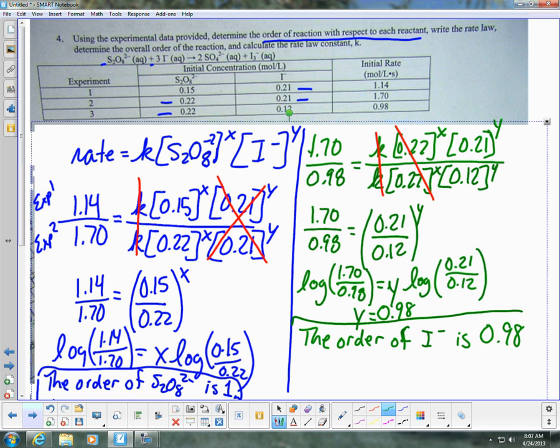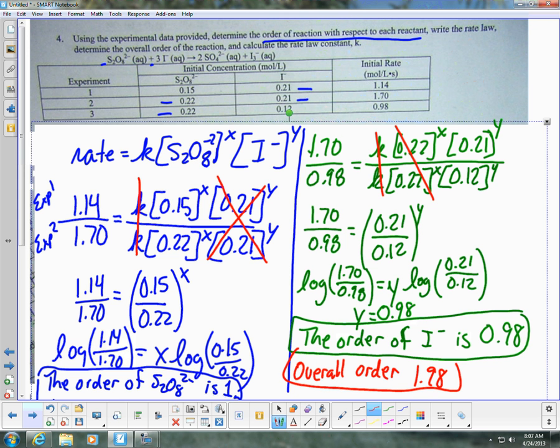So this is the order. So the overall order is what? 1.98. Good. That's another thing that I need. So now we've written each respect, we've written the overall order of the reaction. Now we need to calculate K, and we need to write the overall rate law. Okay, so I'm going to go to the next page, and I'm going to keep that.